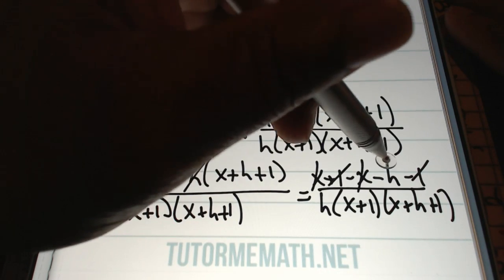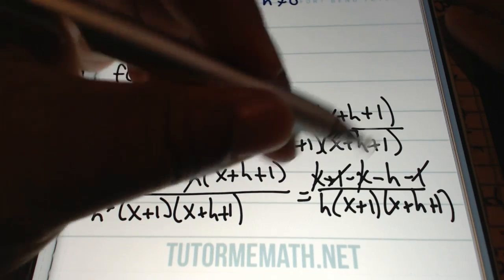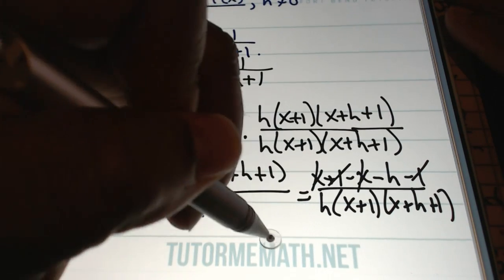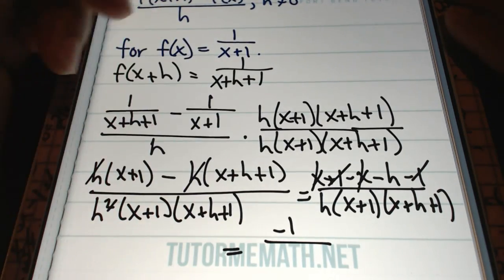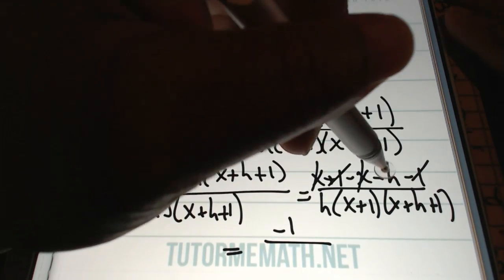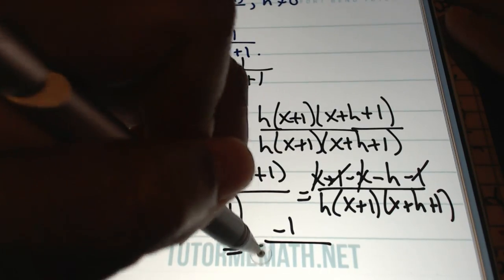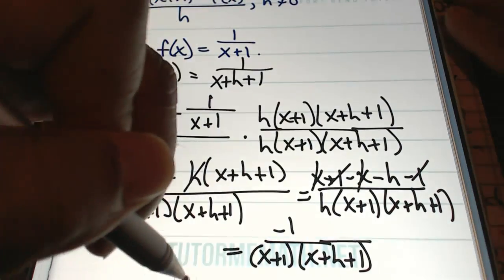We have negative h up there, which will simplify. So Obina is already correct that we will have that negative 1 in the numerator. Okay? So it's negative 1 in the numerator now. The h's will cancel out, and then you'll have the quantity of x plus 1 times the quantity of x plus h plus 1.